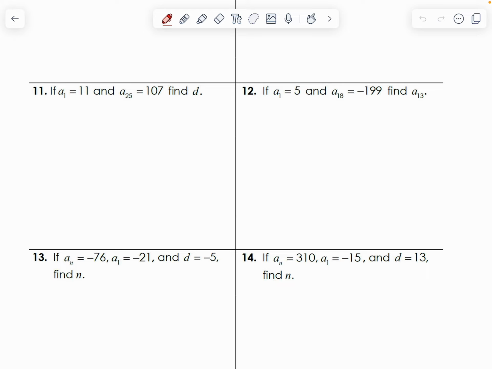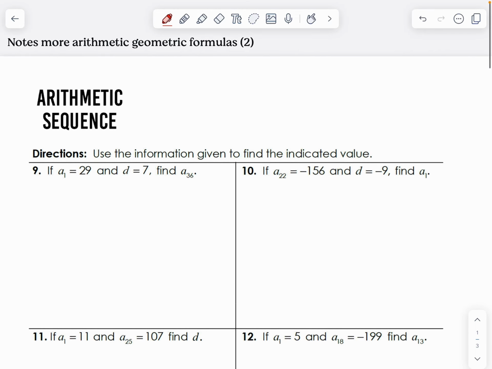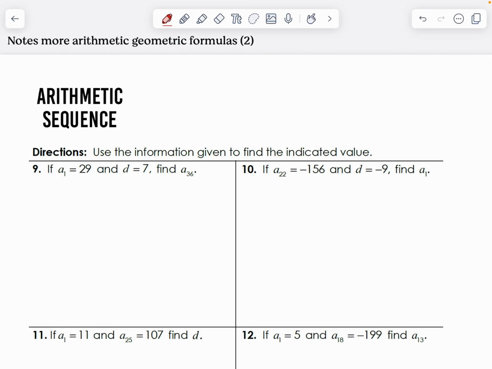Or in the case of numbers 13 and 14, we're going to be looking for n. So what term is negative 76? So different pieces of information, different strategies for each one, but we do want to remember for arithmetic sequences to use our explicit formula. So a sub n equals a sub 1 plus d times n minus 1, the number of steps beyond the first term. That's what d times n minus 1 is. Or the number of steps times d.